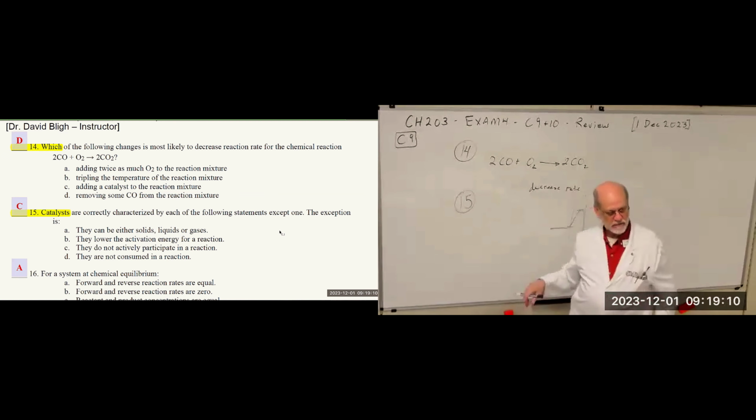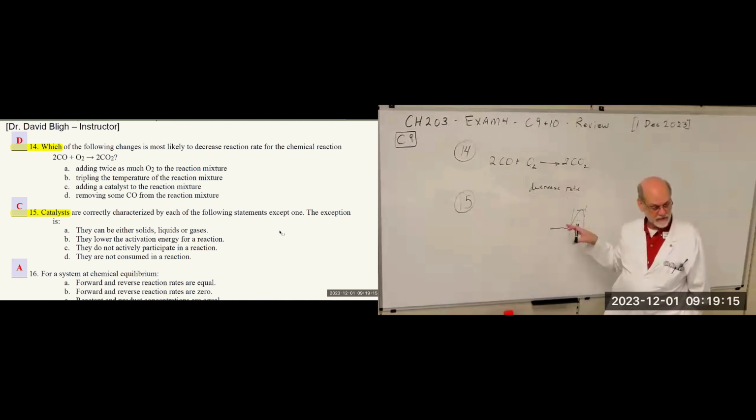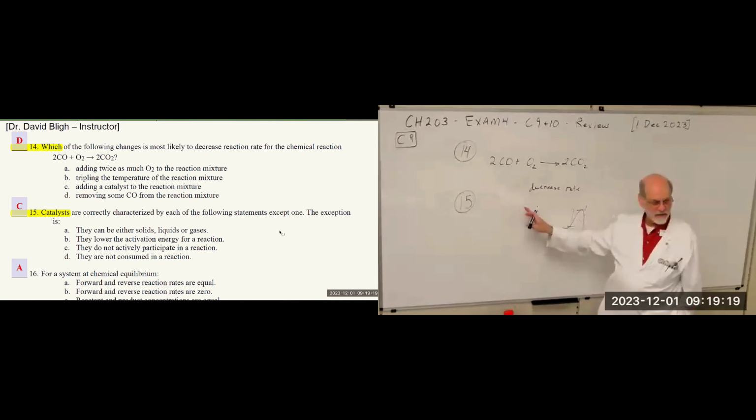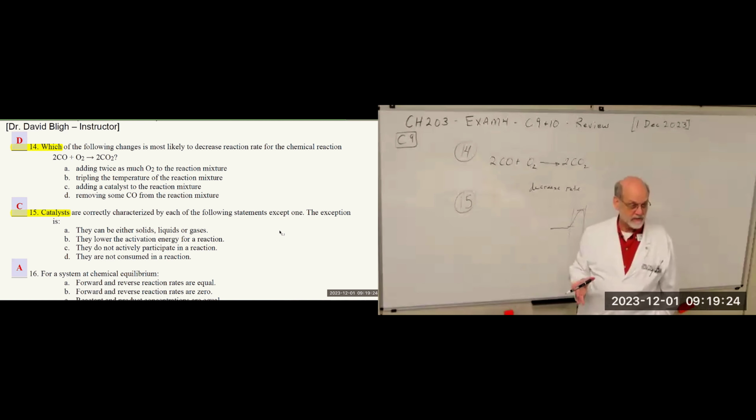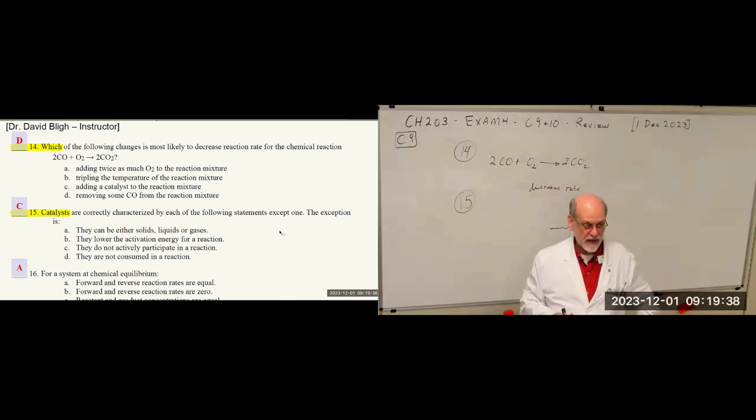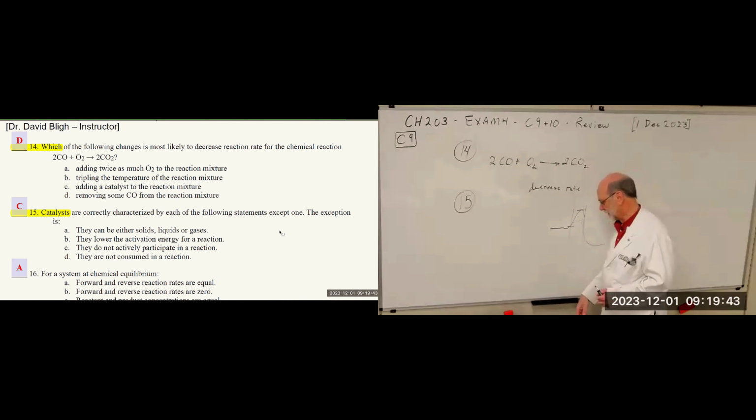What you see, though, on a microscopic level, they're intimately involved in the reaction mechanism. But what you see is the catalyst comes in one end on a macroscopic scale, comes out the other end, seemingly unchanged. But it does participate in the reaction. So C is the false statement. D is true. They are not consumed in a reaction. However much you put in, comes out on the other side.